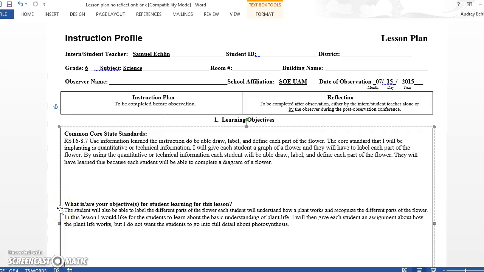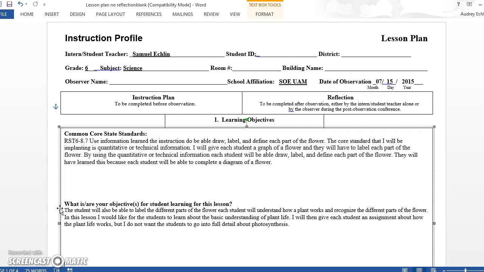Part 2 here, what are the objectives for the students for this lesson. The student will also be able to label the different parts of the flower. Each will understand how a plant works and recognize the different parts of the flower.